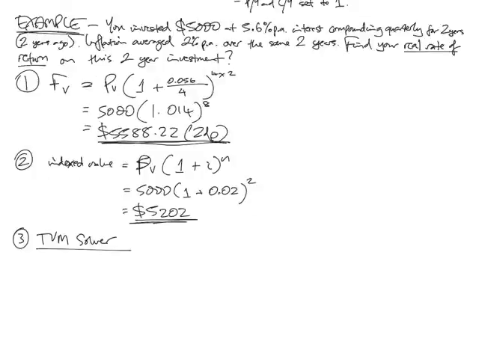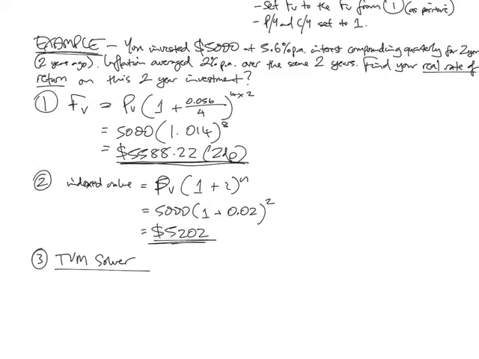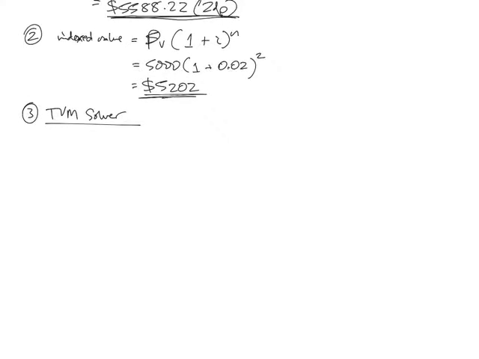and use those instructions that I provided. Use TVM Solver to solve for I. You're going to set PV to the index value from step 2, set FV to what you got from step 1, and PY and CY set to 1 each. So go to Apps, select Finance, select TVM Solver, set everything to the default, so 0, 0, 0, 0, 0, and then 1, 1. So I'm ready to go, clean slate.